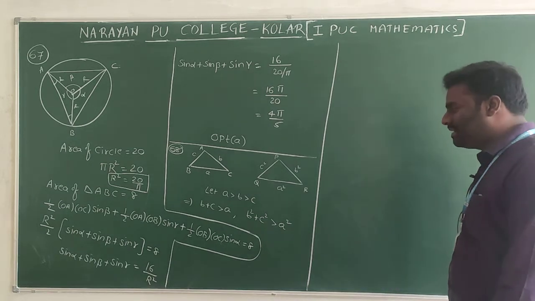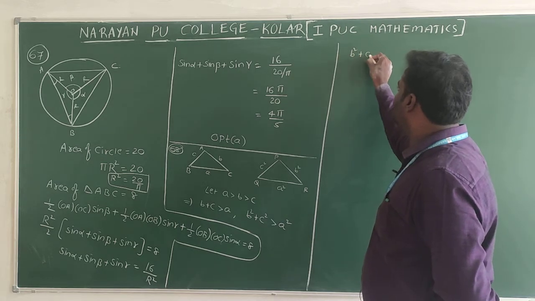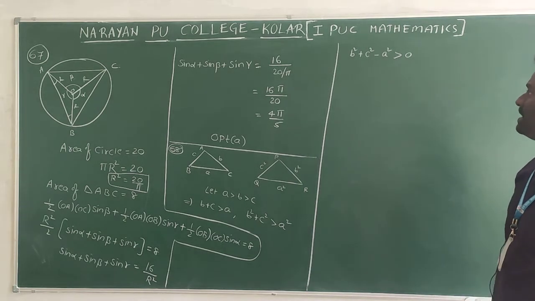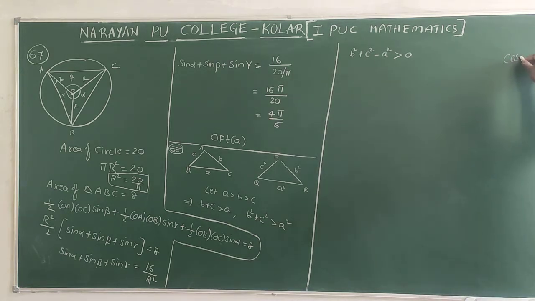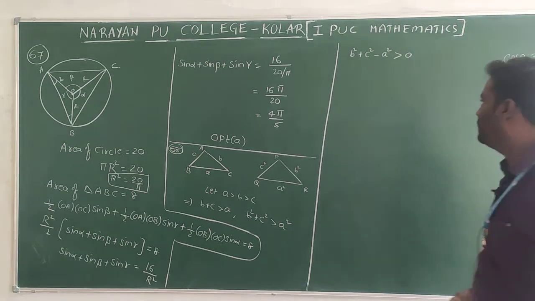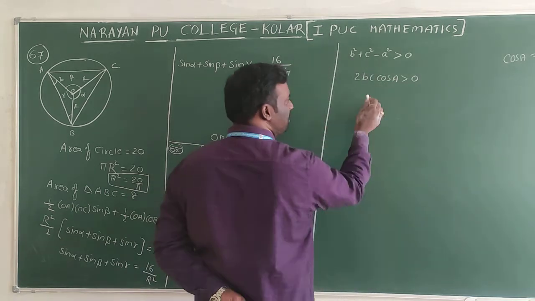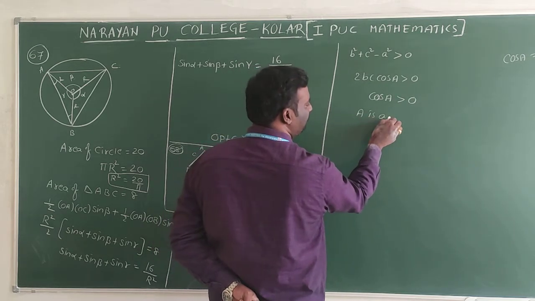Okay. If B square plus C square is greater than A square is given, I am sending A square to this side. B square plus C square minus A square is greater than 0. According to the cosine rule, cos A is equal to B square plus C square minus A square by 2BC. If you cross multiply, in place of B square plus C square minus A square, I can write 2BC cos A greater than 0. 2BC is constant. Now A is acute. Sorry, obtuse.